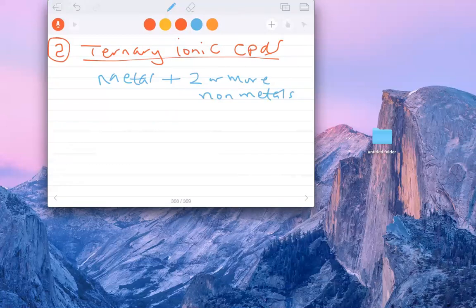Here is an example. Look at this, that is a metal. These two are non-metals.